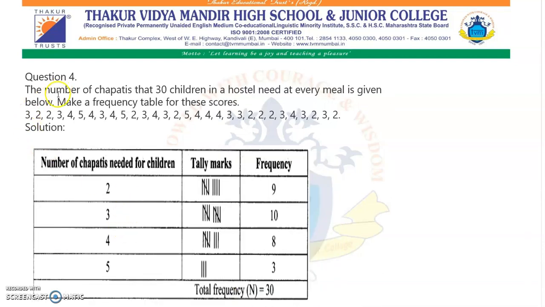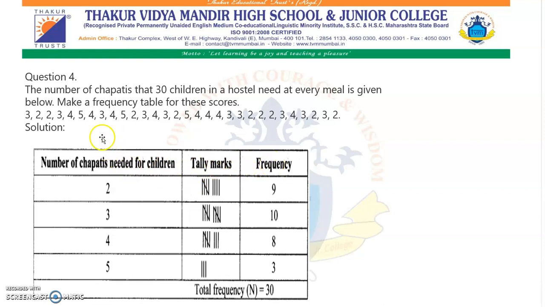Now, next question, the number of chapatis that 30 children in a hostel need at every meal is given below. Make a frequency table for these scores. See, the heading should be given according to the question. Here we are discussing the number of chapatis distributed to the children. So first column will be number of chapatis needed for children, then tally marks, then frequency.